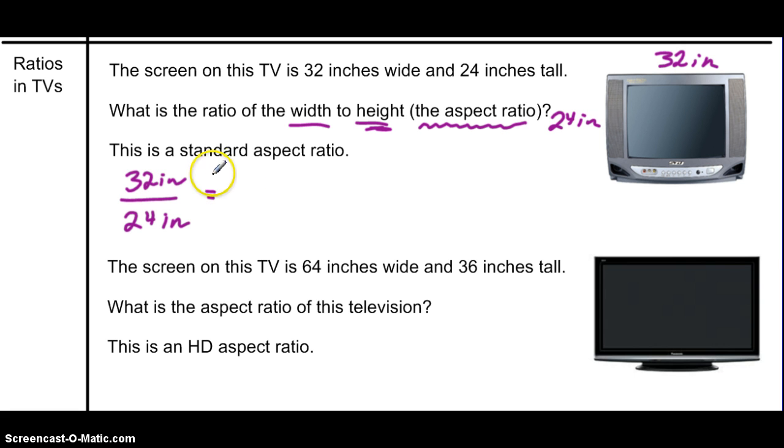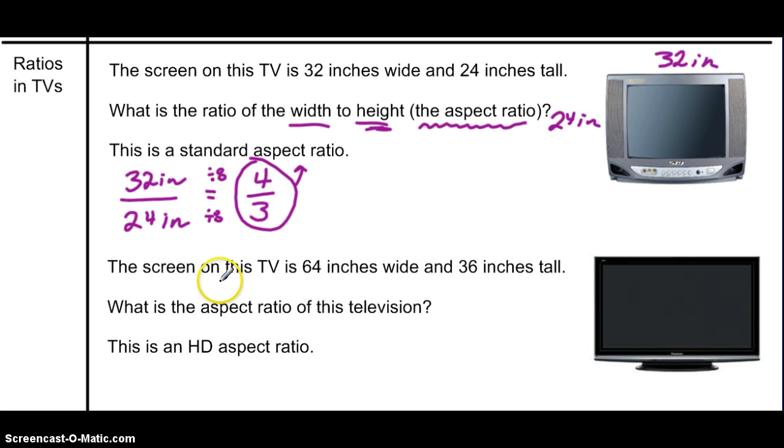Now we can simplify that a little bit by dividing both the top, the numerator, and the bottom, the denominator, by 8, to leave us with 4/3. And 4/3 is actually what we call a standard aspect ratio. When you go and buy a TV, TVs usually come in two different varieties, a standard ratio, like this problem, or an HD ratio, which we'll do in a second. That impacts how the screen actually looks, whether it's more square, like this one, 4:3, or it's more rectangular. And so being able to do these ratios is important when you're looking at TVs.